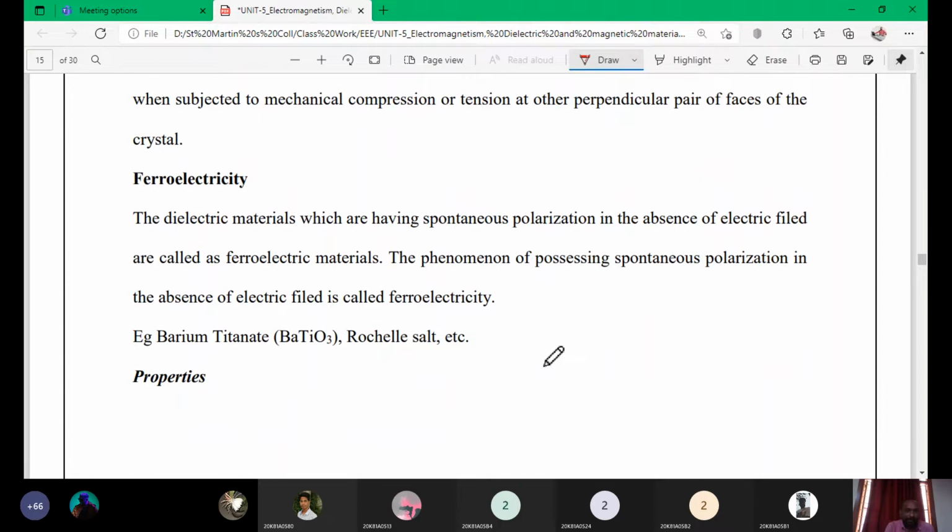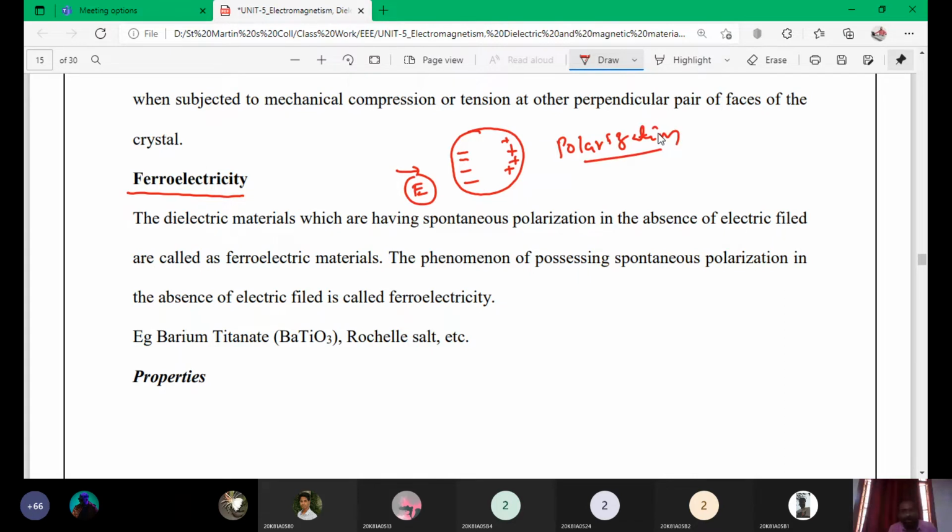And next one, ferroelectricity. So what does ferroelectricity mean? Suppose you have an atom here. When you apply some electric field, what is happening? Charges are induced: positive charges are induced on one surface, and on the opposite surface negative charges are induced, right? This is how dielectric materials behave. When charges are induced, we say polarization is taking place. This is what we call polarization in a dielectric material.